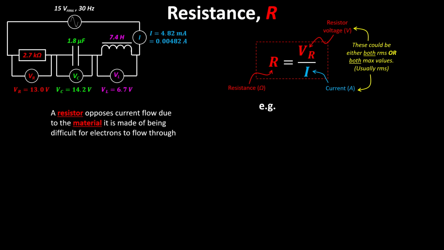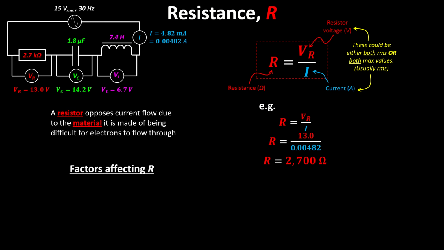So, for example, for this circuit here, if we wanted to calculate the resistance, now we know the resistance, but let's just say we didn't, we could calculate it by doing resistor voltage divided by current, which would be 13 divided by 0.00482, which gives an answer of 2,700 ohms, which is what we expected because we know it's a 2.7 kiloohm resistor.